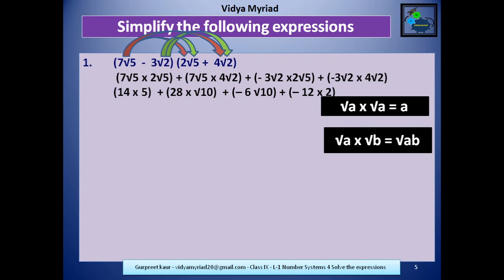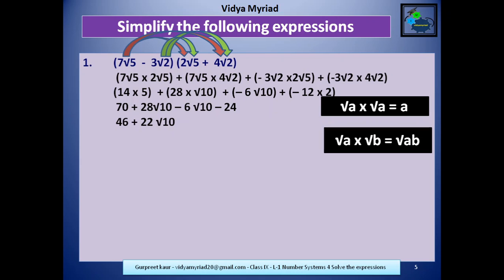Then 3 into 2, 6. Root 2 into root 5 is root 10. Then 3 into 4, 12. And root 2 into root 2 is 2. When I further solve it, I will get 70 plus 28 root 10 minus 6 root 10 minus 24. It can be further solved. So I get my answer 46 plus 22 root 10.